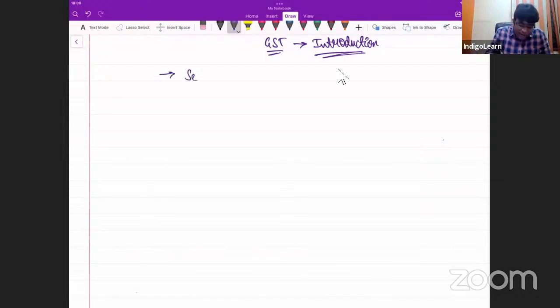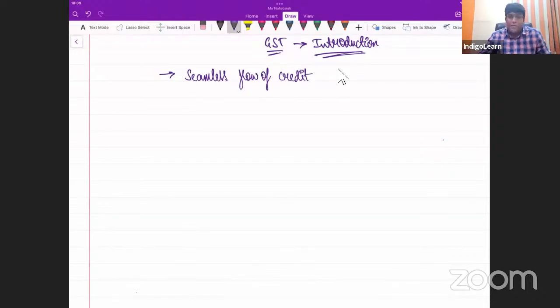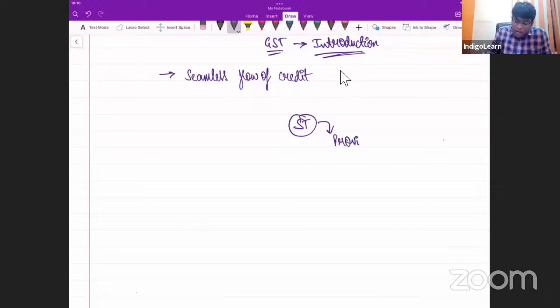Number 1, seamless flow of credit. What does that mean? Prior to GST, let's say there is a chartered accountant, Shiva Teja, you take an example. When Shiva Teja is a chartered accountant giving service to my clients, I used to pay service tax, a tax I was supposed to pay on providing services.